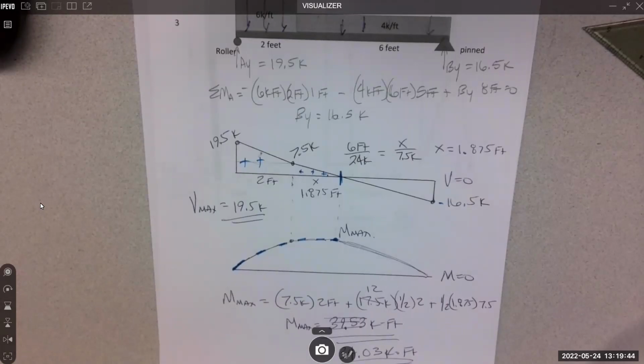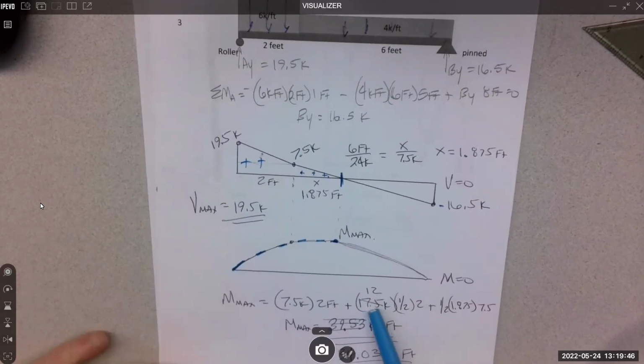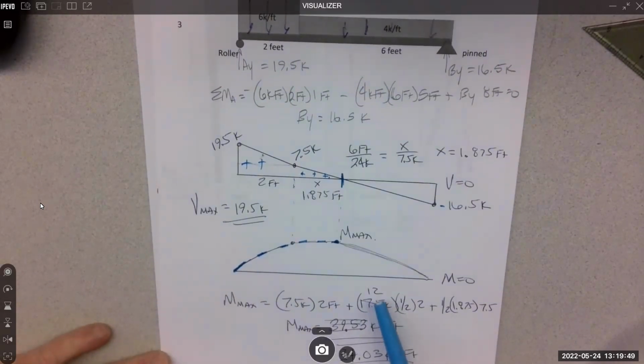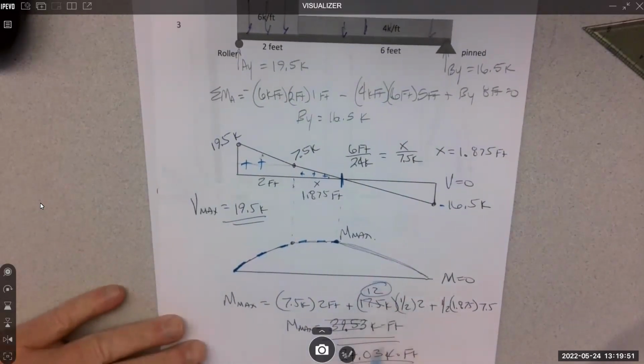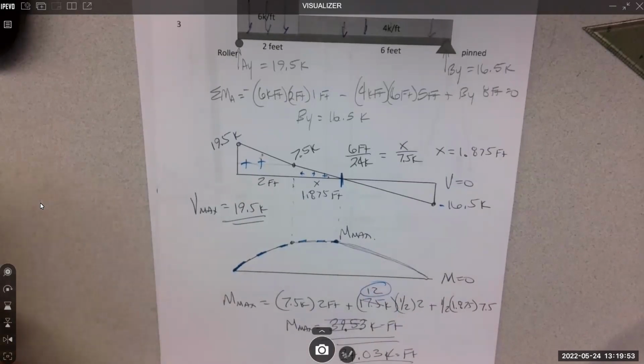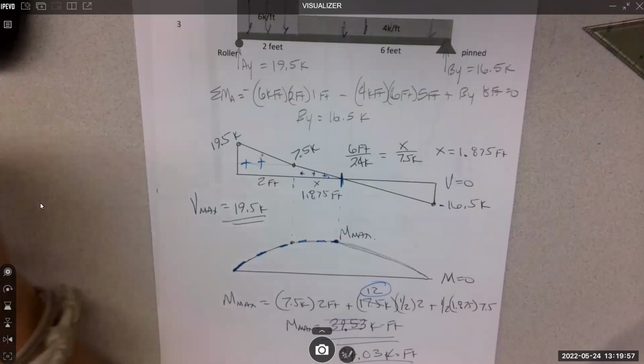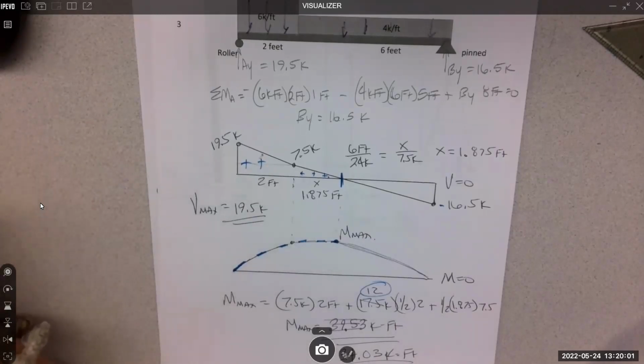Yeah, and then I did it. For some reason I put 17.5 in here, and that's supposed to be 12. So it's just a good thing we don't work completely alone. The only time you work alone is on an exam. When you get out and you're working on this kind of thing in industry, you will not be alone.